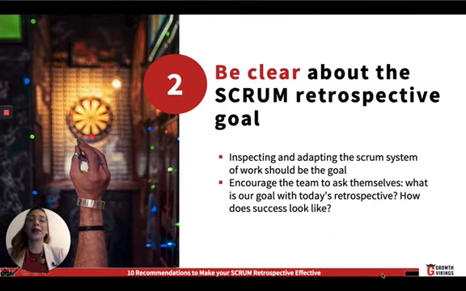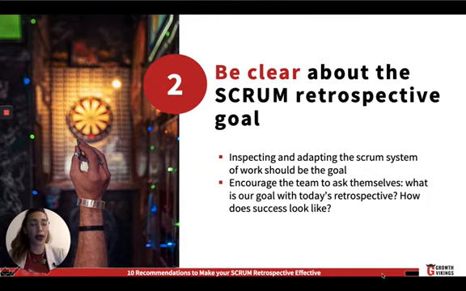The second recommendation is that you should be clear about the Scrum retrospective goal. As we know, a Scrum retrospective should help to inspect and adapt the Scrum system of work. And by the Scrum system of work, we understand the processes, the people, the tools, the interactions that go into a sprint. Okay, so encourage team members to ask themselves, what is our goal in today's retrospective?